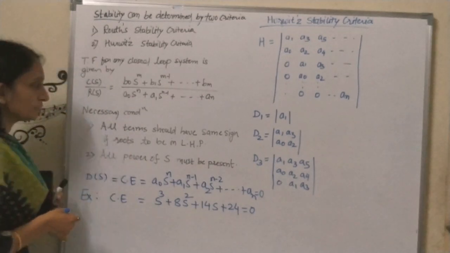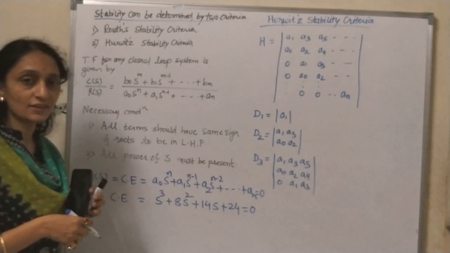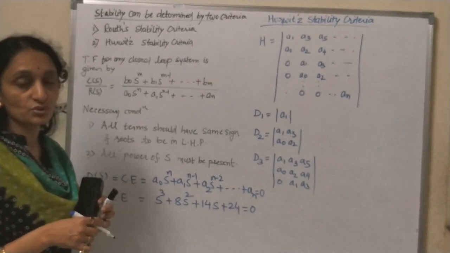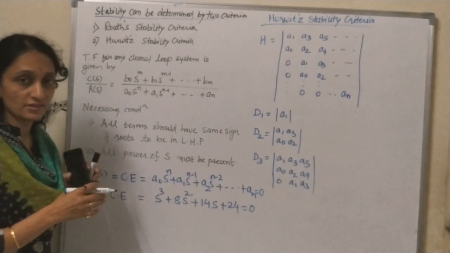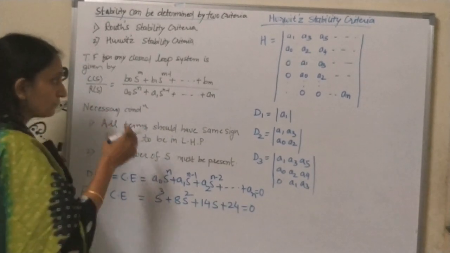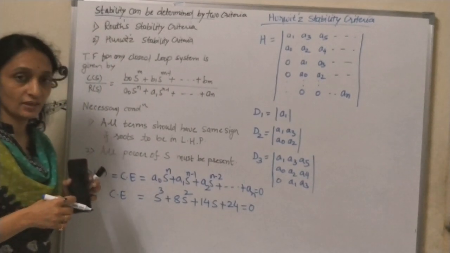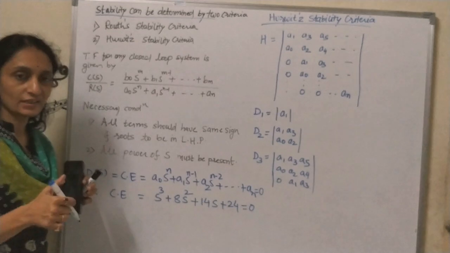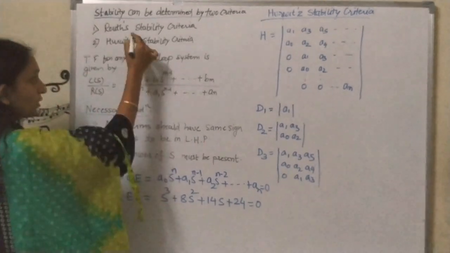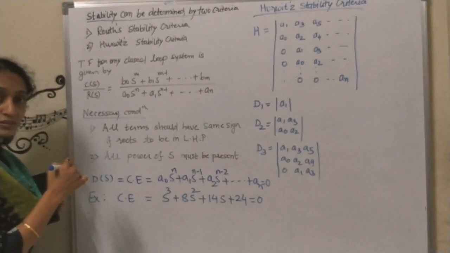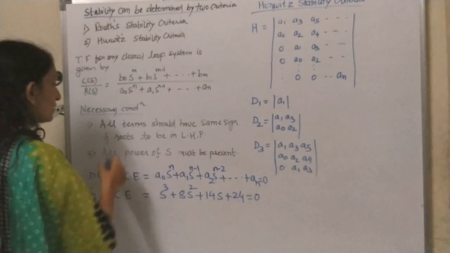Okay, so as we have already studied, denominator of the transfer function is characteristic equation. So when you equate the denominator to 0, you will get characteristic equation. So for solving numericals on Routh stability criteria and Hurwitz stability criteria, first you need to obtain the characteristic equation. Okay, so see the necessary and sufficient condition for these two criteria.